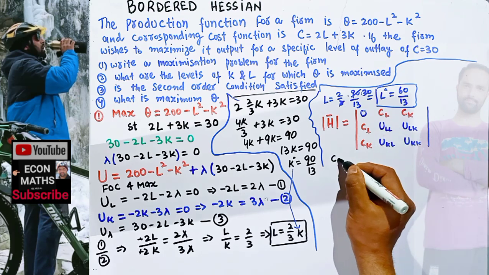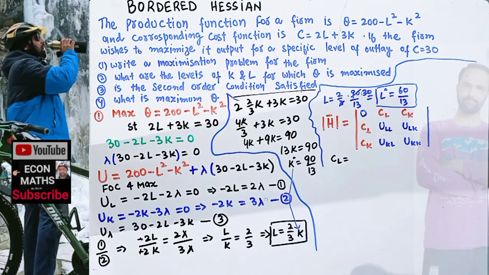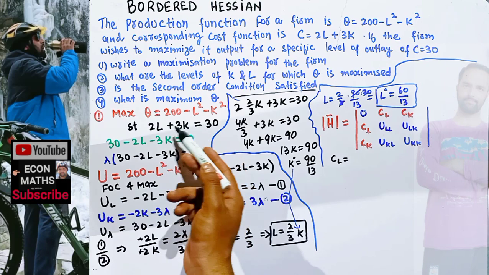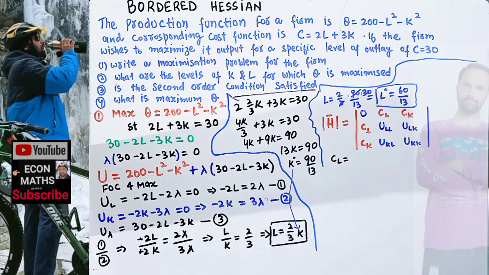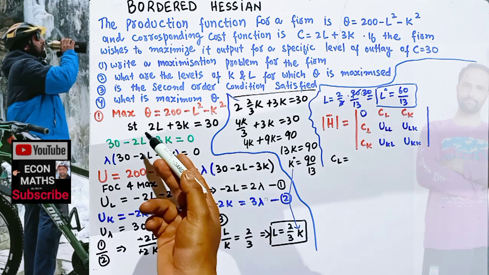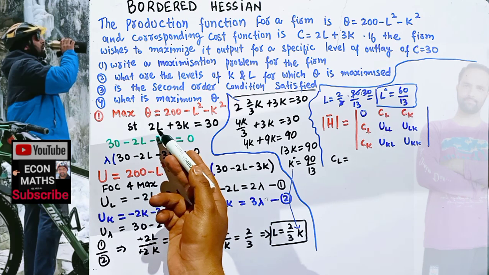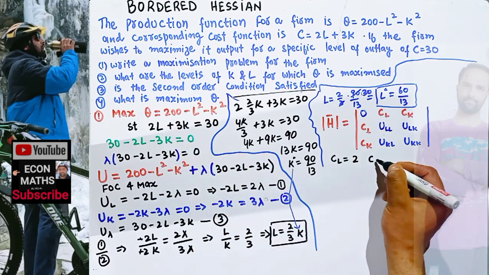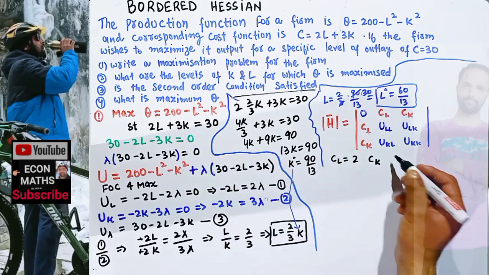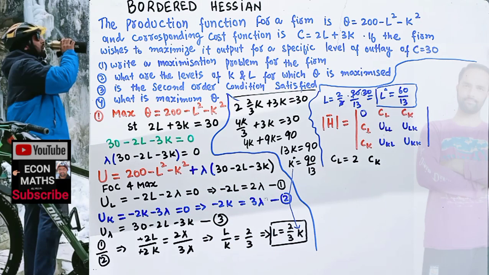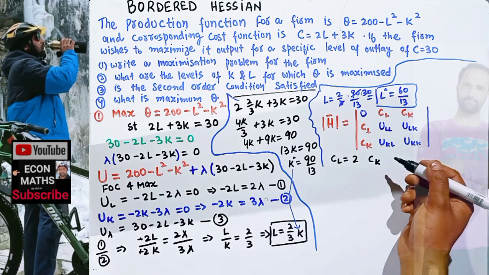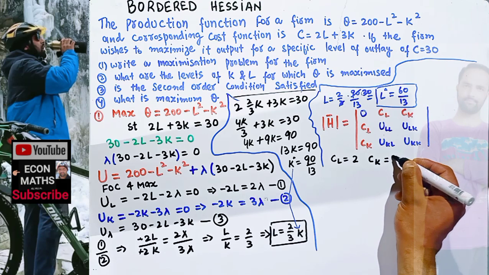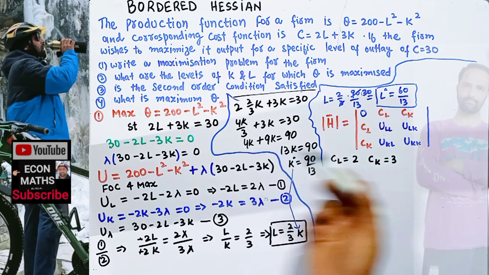C subscript L means the derivative of the cost function with respect to L. If I set it equal to 0, it becomes 2L plus 3K minus 30, our cost constraint. The derivative of L is 1, so we are left with 2. C subscript L is equal to 2. For C subscript K, again the derivative of K is 1, so we are left with 3. So this is CL, CK.